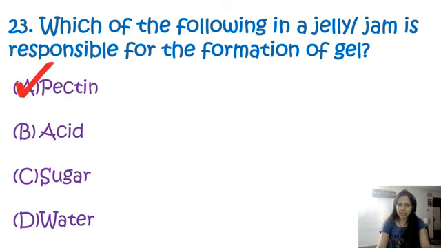We know pectin is a naturally occurring polysaccharide which is specially found in the skins or the cores of fruits. When these are heated with sugars and lemon juice, the acids, pectin forms a gel-like matrix, which gives a jam or jelly its characteristic texture and structure. The acid as well as the sugar also plays an important role in the gelling process, whereas pectin is the primary agent responsible for formation of the gel. That is why option number A will be my correct option.